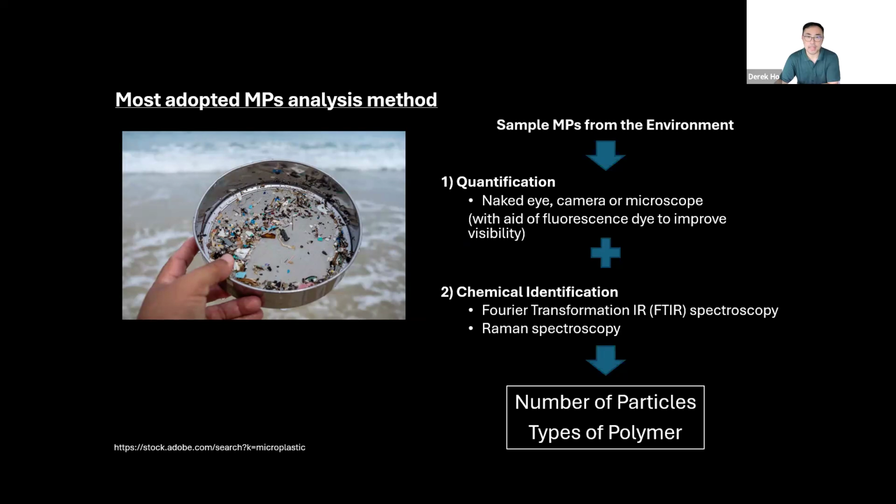To simplify the entire microplastic analysis methods that everybody uses right now, the most adopted method is as such. First, we sample it, we count it by using our naked eye, camera, or microscope, and then we use chemical identification such as FTIR or Raman spectroscopy, and this gives us the number of particles and the type of polymers. But this is an oversimplification of the entire field because not everybody wants this kind of information, nor do we have access to all of this instrumentation.